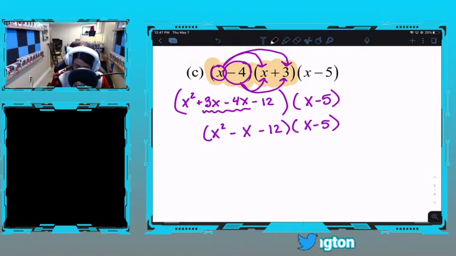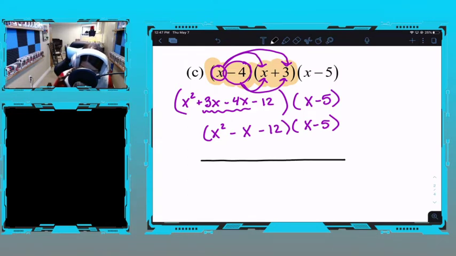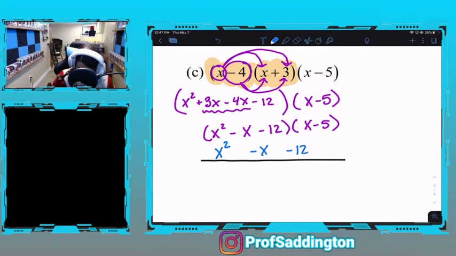So my first polynomial needs 3 spots in its window. So we have x squared, negative x, and negative 12.